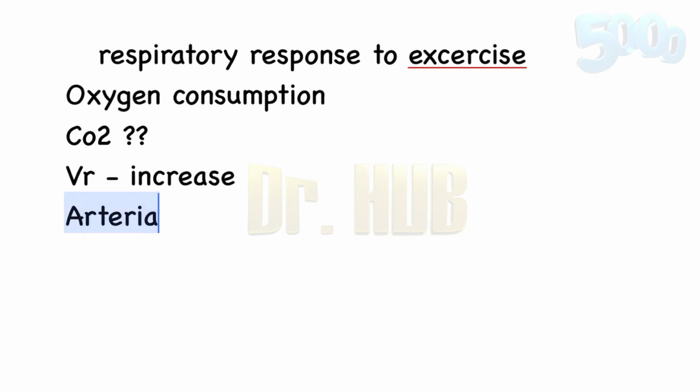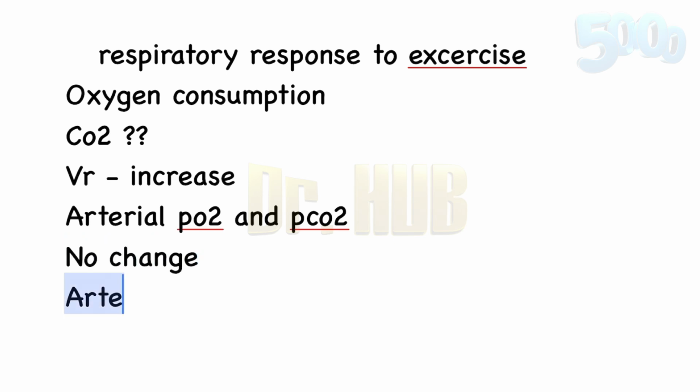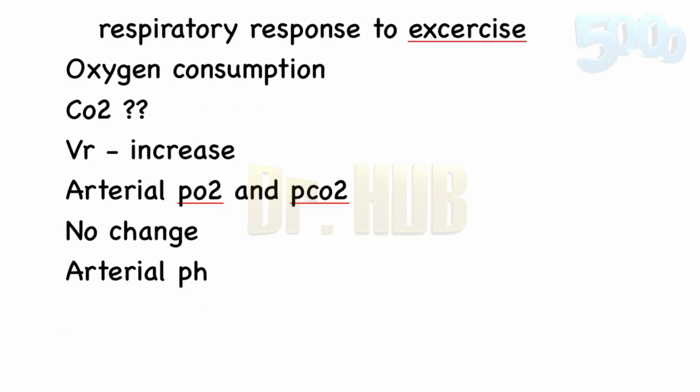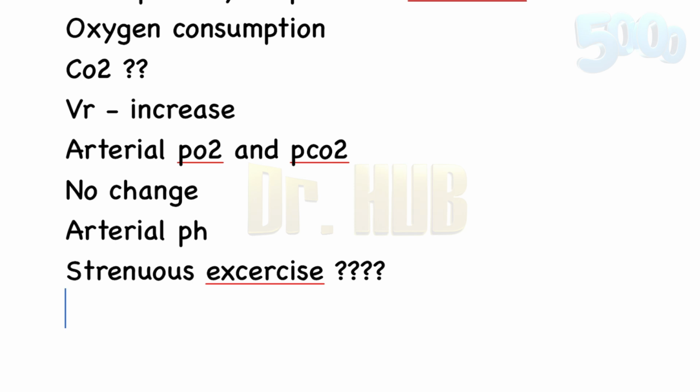Then looking at the arterial PO2 and the PCO2, there is no change seen. Then when you look at the arterial pH, there is no change in moderate exercise and it decreases in case of strenuous exercise. So here in case of strenuous exercise, what happens? There is a decrease.